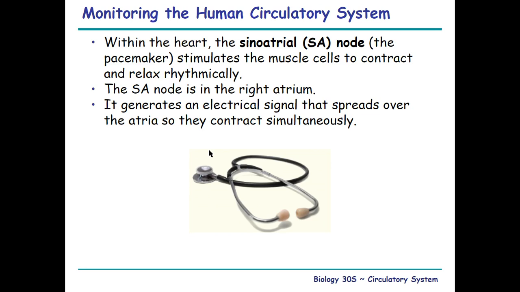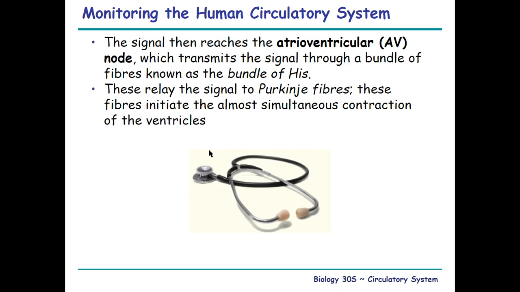The SA node is on the right atrium. It generates an electrical signal that spreads over the atria so they contract simultaneously. The signal then reaches the atrioventricular node, which transmits the signal through a bundle of fibers known as the bundle of His. They relay the signal to Purkinje fibers. These fibers initiate the almost simultaneous contraction of the ventricles.